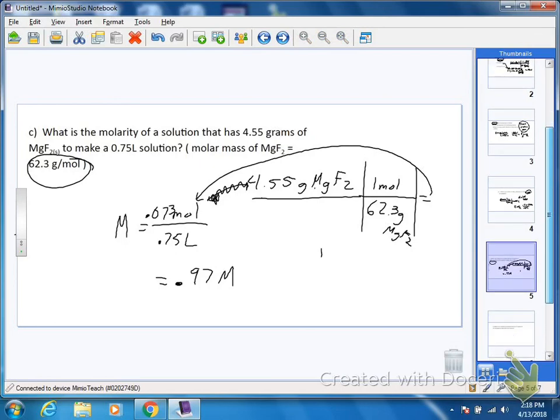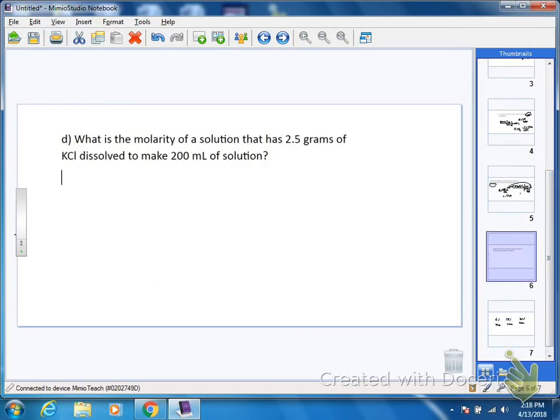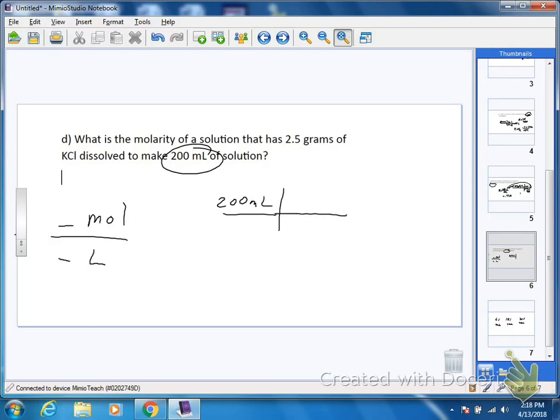Okay. Last one that you got to concern yourself with is the toughest one. So again, we want moles over liters. So if you notice, there's 200 milliliters. So this is like B. You take the 200 milliliters and you change it to liters. And that gives you 0.2 liters. Well, that goes down here.